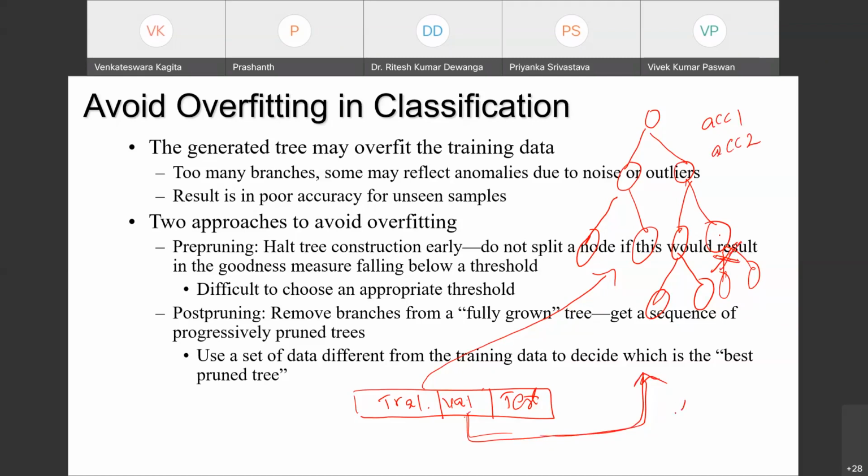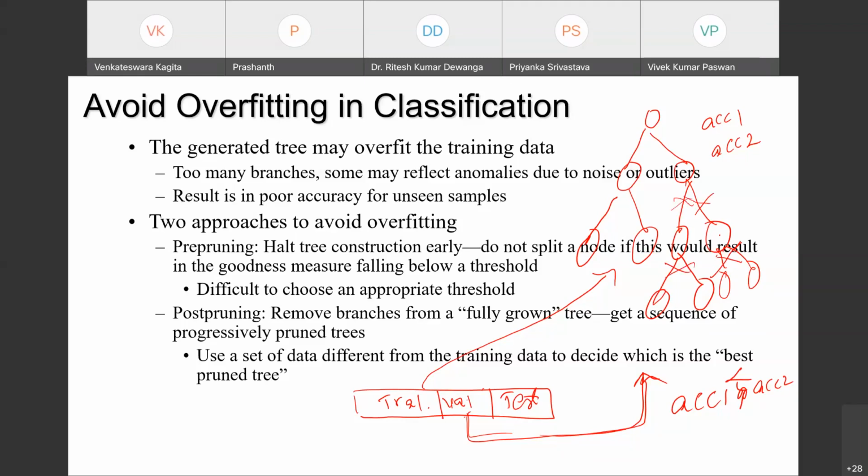Okay, so if accuracy 1 is greater than accuracy 2, what does that mean? The tree before pruning is better or the tree after pruning is better? Before. Before pruning is better. Okay, so revert back this change. Suppose accuracy 1 is less than accuracy 2, it means what? The tree after pruning is better. So you keep the tree like this, cut off this. Okay, so do this here.